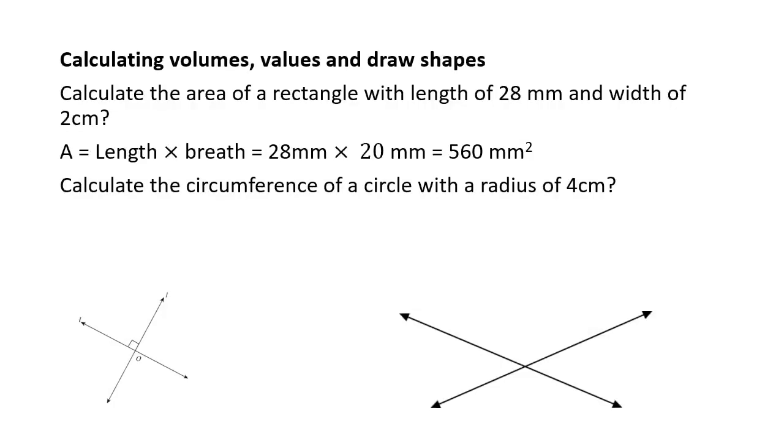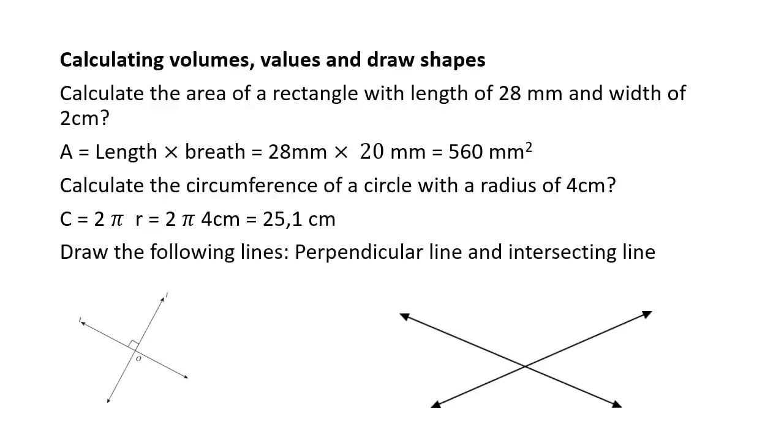So if, for example, they say calculate the circumference of a circle with a radius 4. First, you need to know what is the formula for circumference. Circumference is equal to 2 pi r. And that is equal to 2 times pi times 4 centimeters, because they give you the centimeters already. So your answer will be 25.1 centimeters.